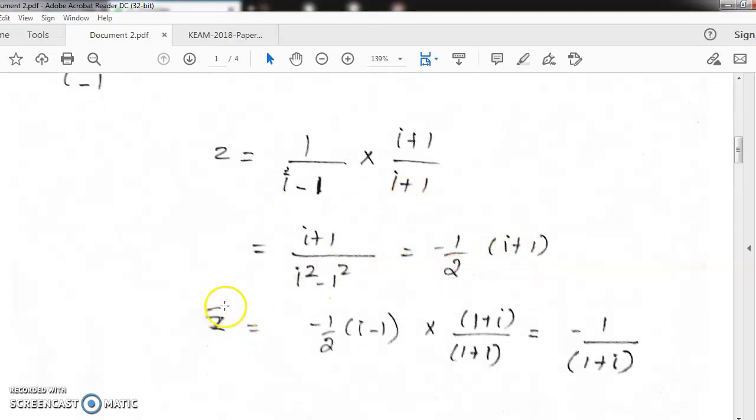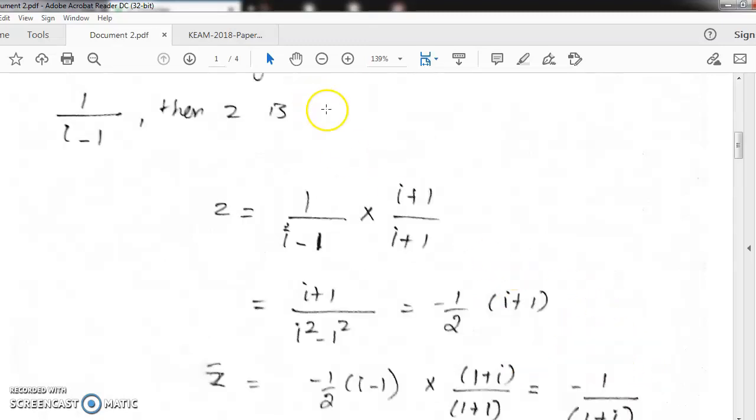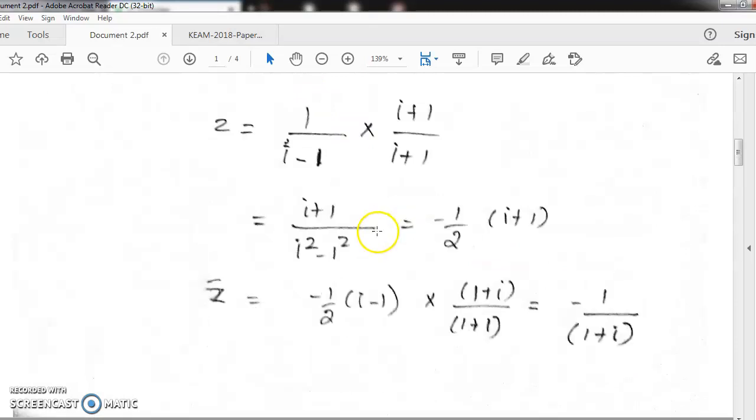So z will become equal to minus 1 by 2 into (i minus 1), into (i plus 1) divided by (i plus 1). Multiply in both numerator and denominator. The answer is minus 1 divided by 1 plus i. So actually this is the conjugate of this one only. Okay, fine.